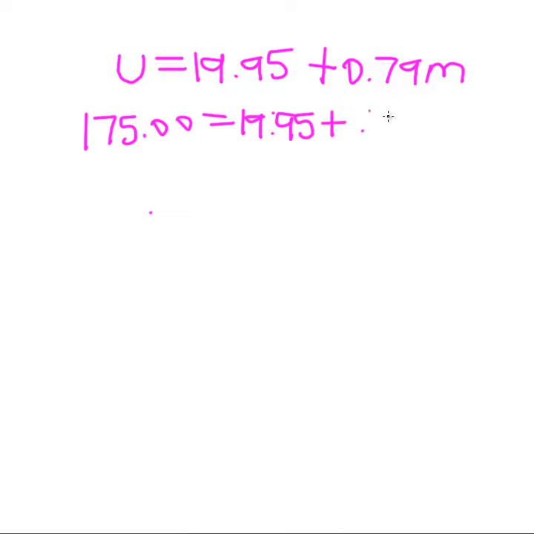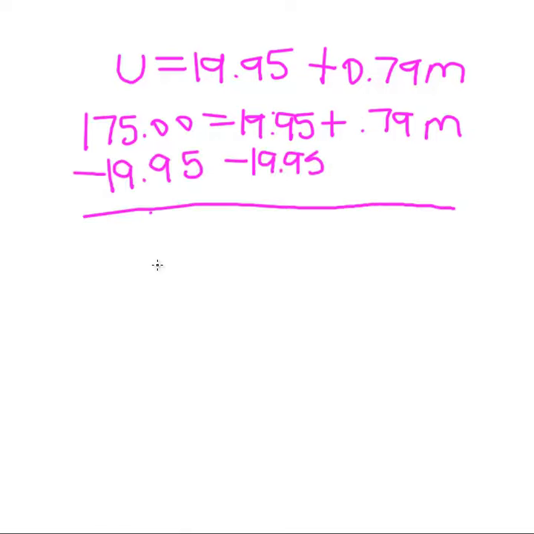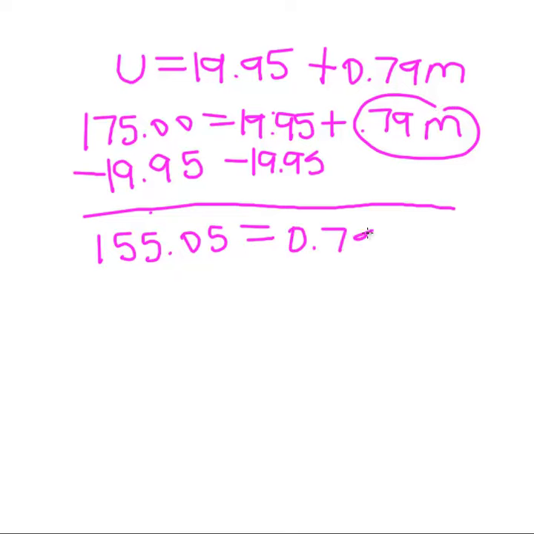So 175 equals 19.95 plus 0.79 times M. Remember, we're trying to figure out M, so we want to get M on a side by itself and the rest of this over here. So I'm going to take 19.95 and subtract it from each side. That leaves me with 155 here and 0.79 times M on this side.